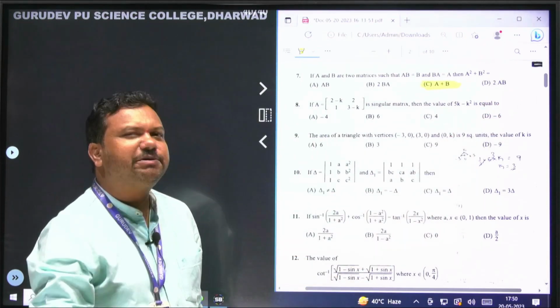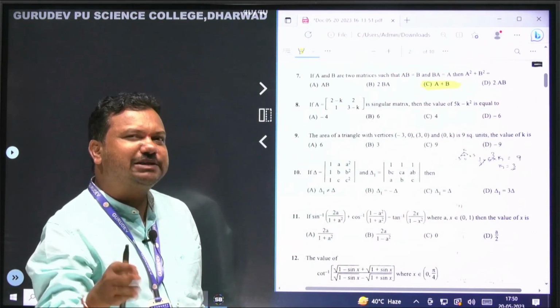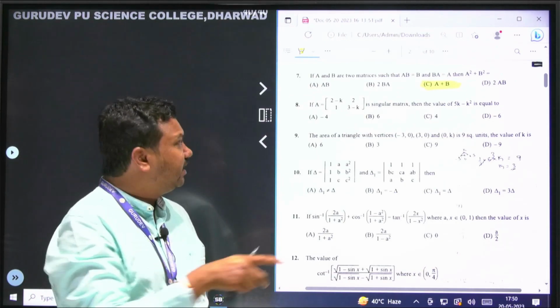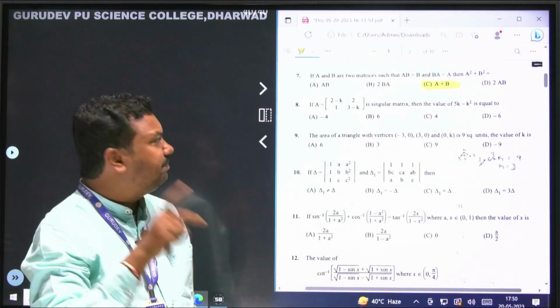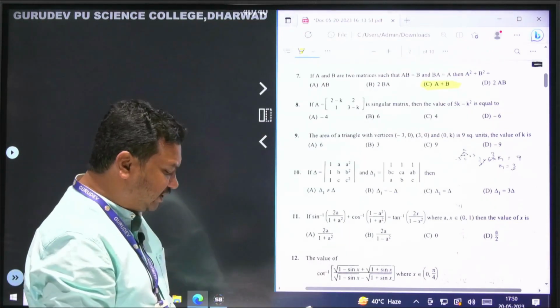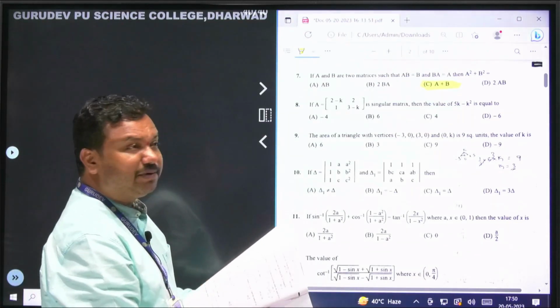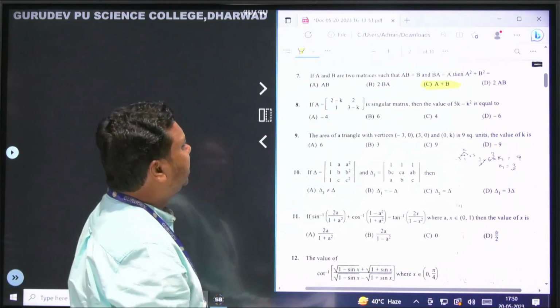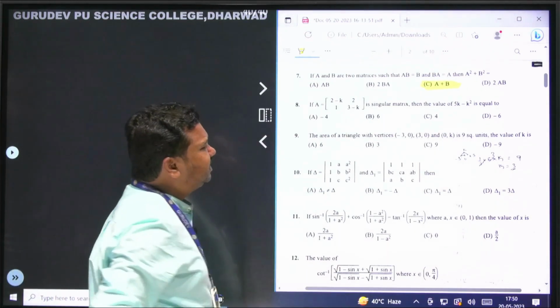How? A square can be written as A into A, B square can be written as B into B, and replace A by BA, as he has given, and B by AB. That's it. That's a simple way of solving, my dear students. So I'll go with option C in this case. Option C, that is A plus B, is the right answer. Done.